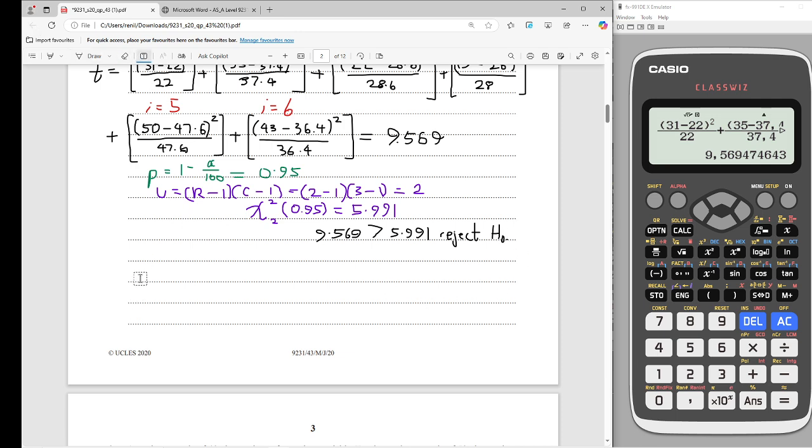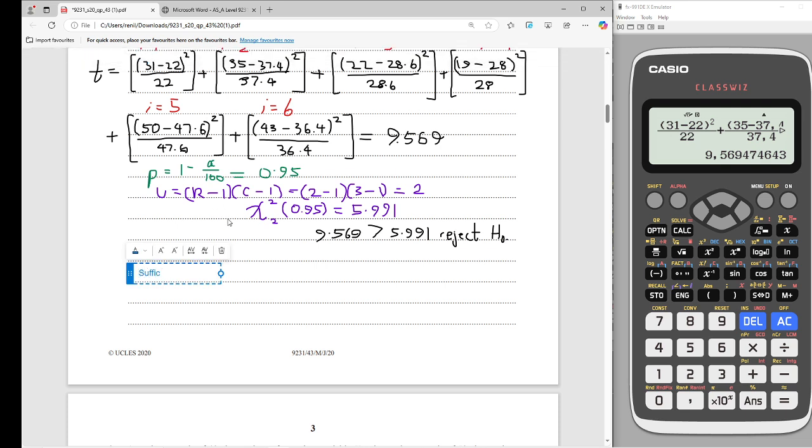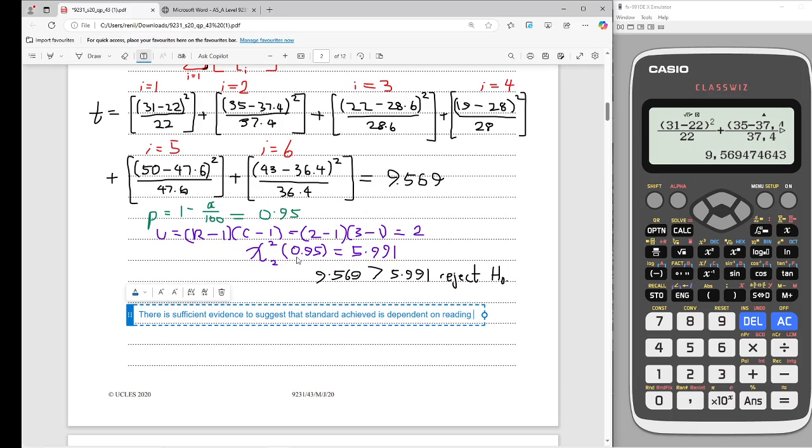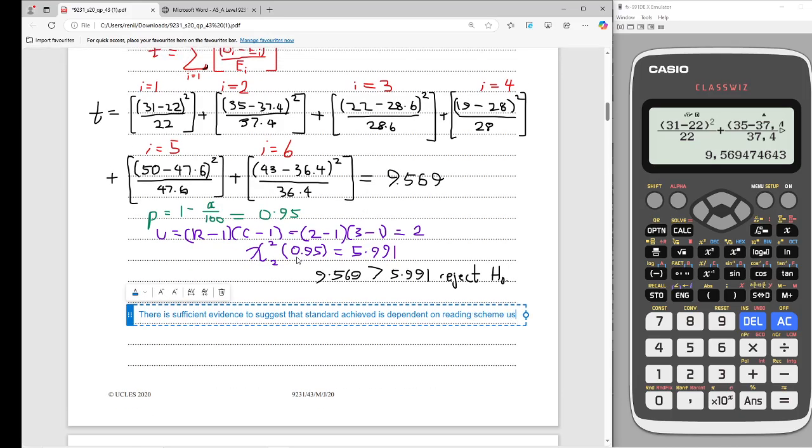And our conclusion will be, whenever we reject H null, we write there is sufficient evidence to suggest that standard achieved is dependent on reading scheme used.